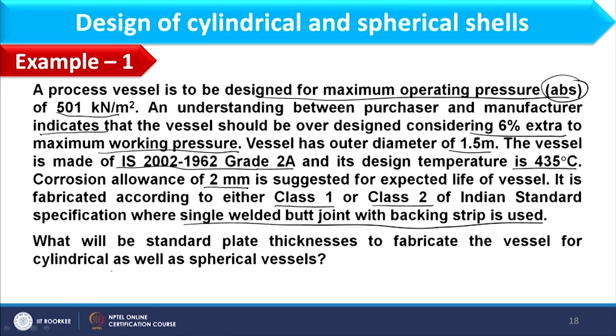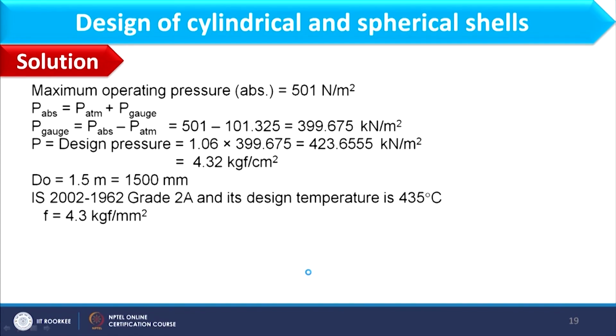What we need to find is we need to compute the standard plate thicknesses to fabricate the vessel for cylindrical as well as spherical vessels. So, let us focus on the solution of this. In this example, we are given a maximum working pressure in absolute. However, if you see in the expression of T, we consider pressure in gauge. Now, why we are considering gauge? Because when we have equated external pressure to 0, what is the meaning of that?